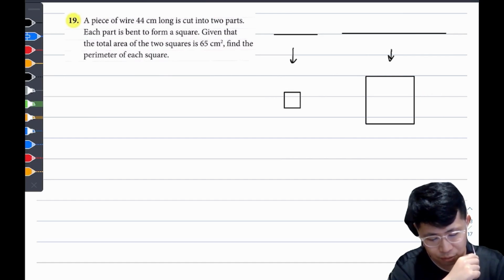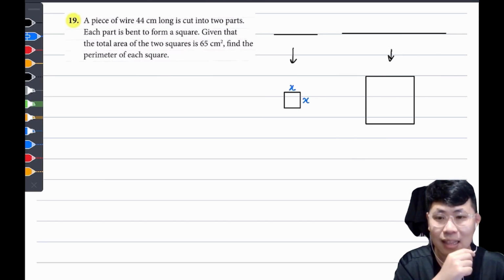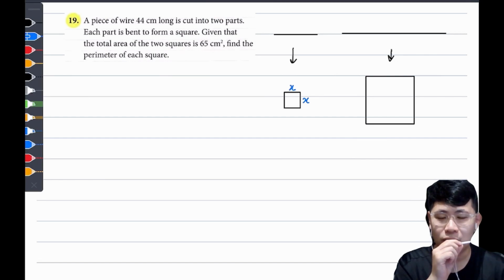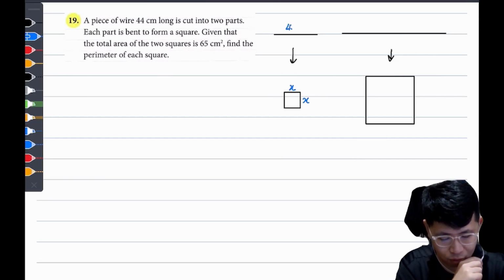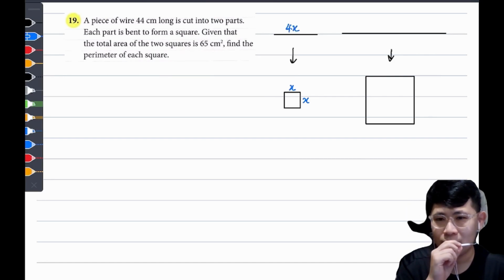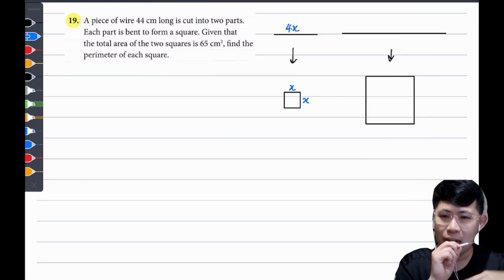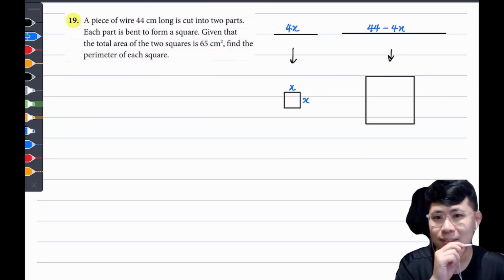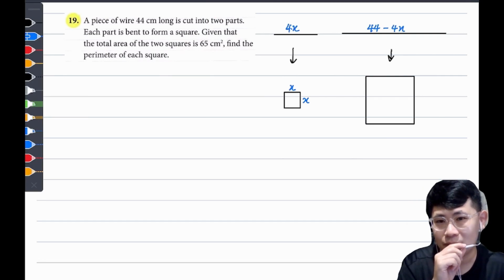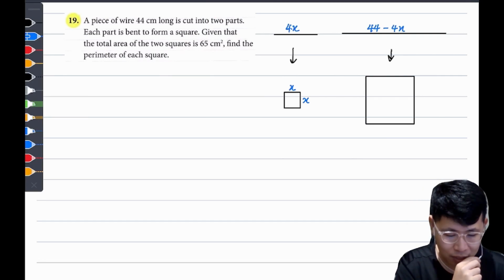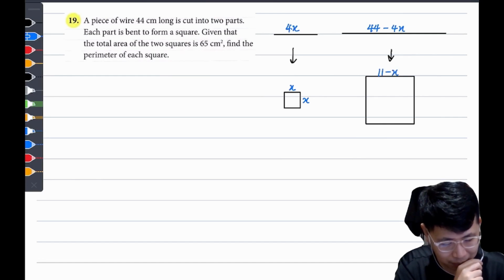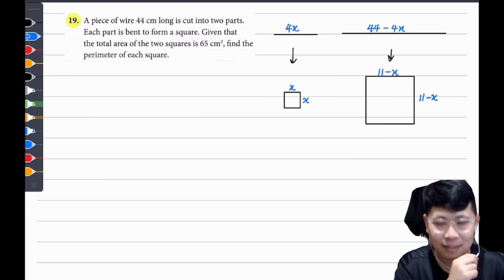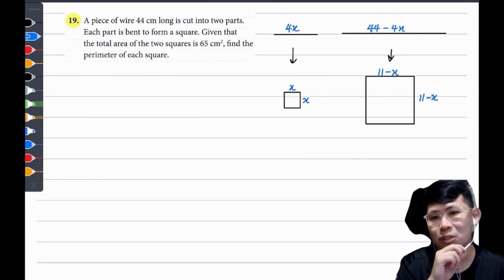So if we use x as the length of the smaller square, the length of the wire is the perimeter, so it's going to be 4x for the first one. Because of that, the other part of the wire would be 44 minus 4x for the second. When you bend the wire into four parts, you divide by 4, so this would be 11 minus x and 11 minus x over there. Quite nice, right? Now it looks much friendlier.